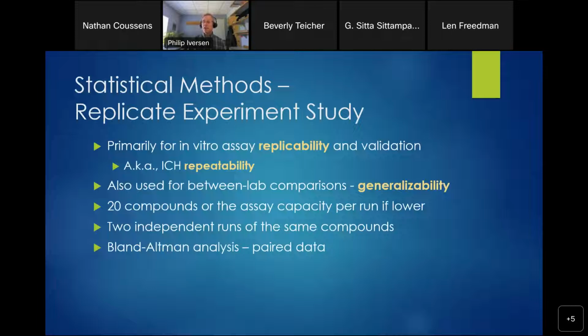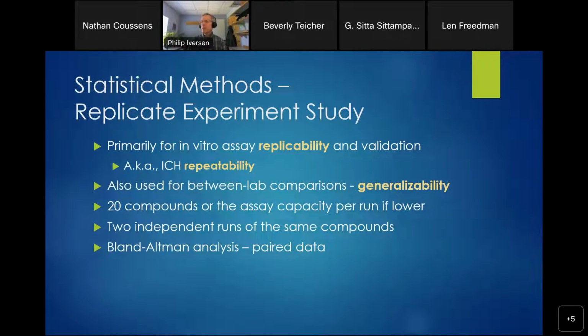Okay, I want to spend some time now talking about some specific statistical methods targeted towards these concepts, things that we developed at Lilly and are now published in the assay guidance manual and in some separate papers that Nathan referenced in the introduction. So I'll start with this idea of a replicate experiment study. What we call it isn't that important, but more important is what it does.